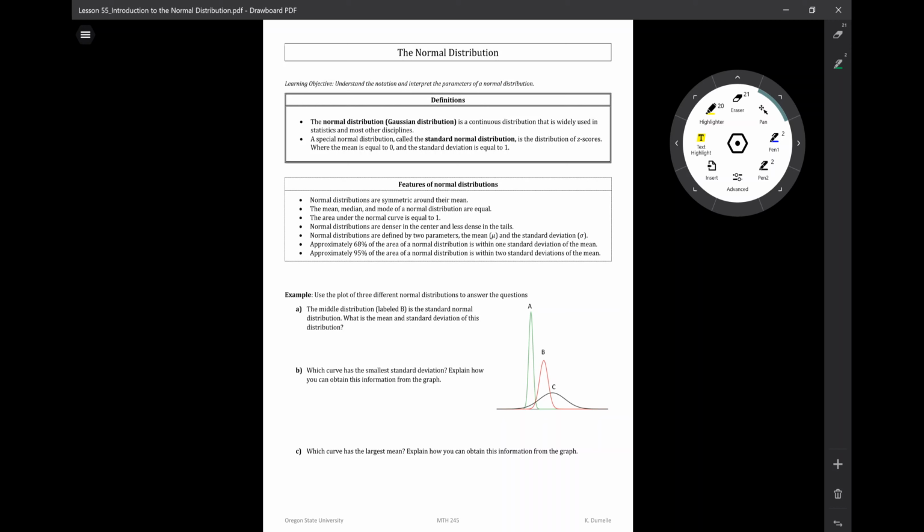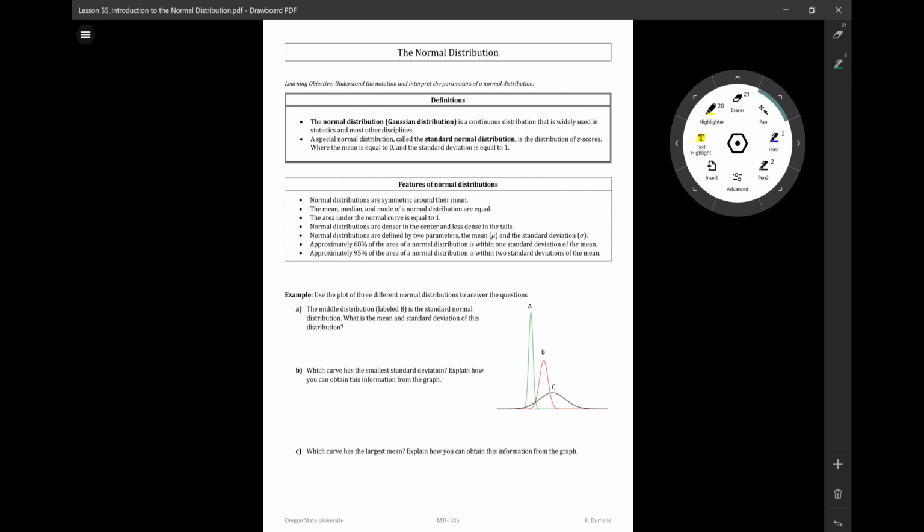So what's so special about normal distributions? Well, they are symmetric around their mean, so that means that the right side of the distribution will be the same as the left side, and vice versa. The mean, median, and mode of a normal distribution are equal, so we don't have to differentiate between the mean and the median because they will always be the same. If we were to calculate the area underneath the curve of a normal distribution, it would always be 1.